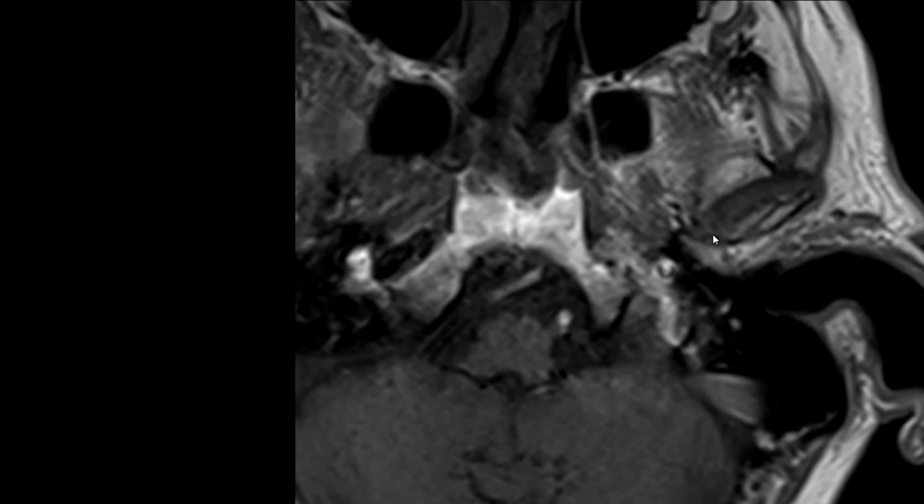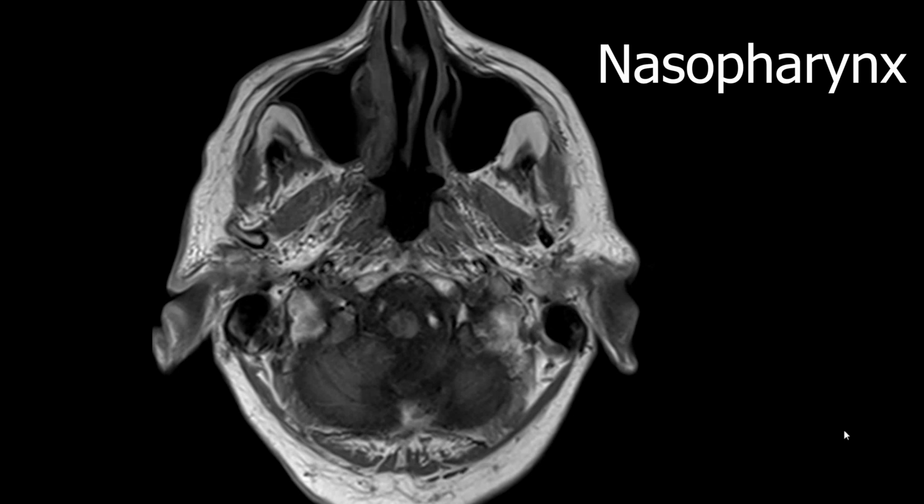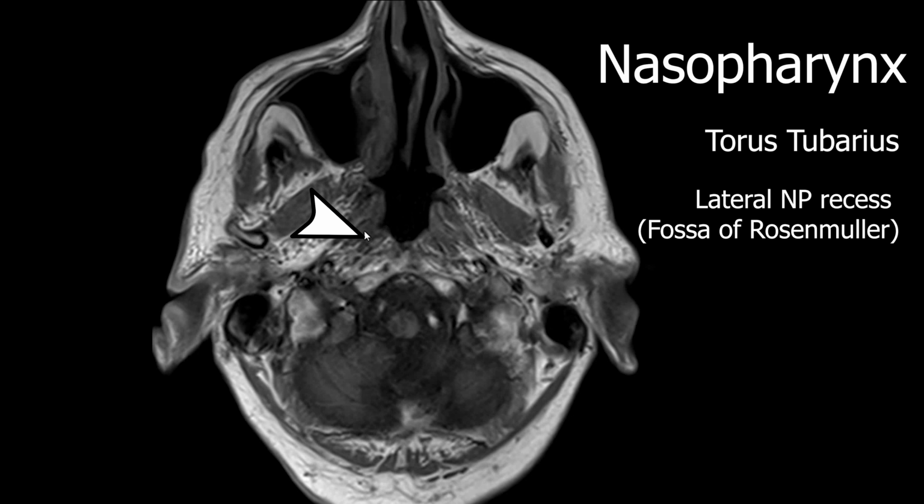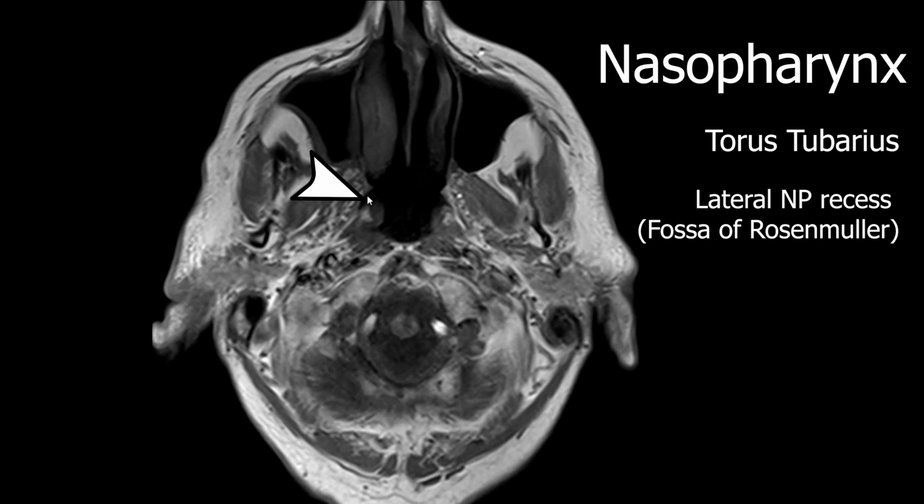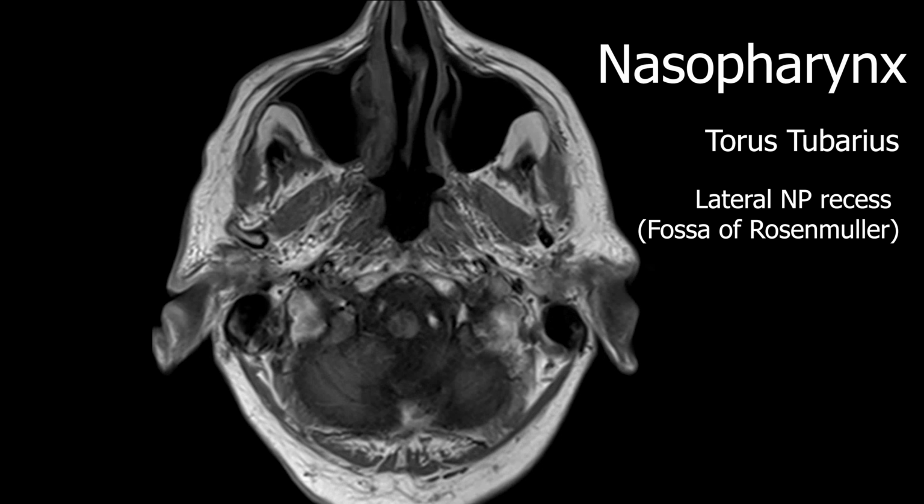The next structure to look at is the nasopharynx. This is the torus tubarius. This bump is the torus tubarius or cartilaginous end of the eustachian tube. The area behind it, here and here, is the lateral nasopharyngeal recess, and this and this are the opening of the eustachian tube. It is important to check for mass, especially in the lateral nasopharyngeal recesses, as most nasopharyngeal carcinomas arise from lateral nasopharyngeal recesses.